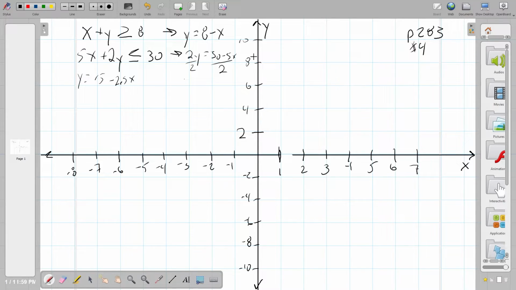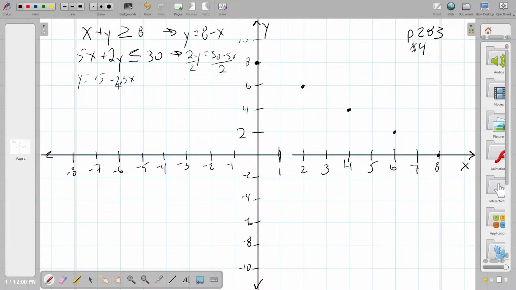So 8 minus 0 is 8. 8 minus 2 is 6. 8 minus 4 is 4. 8 minus 6 is 2. And we begin to get the idea. 8 minus 8 is 0. Right? And then this one is y equals 15 minus 2.5x.